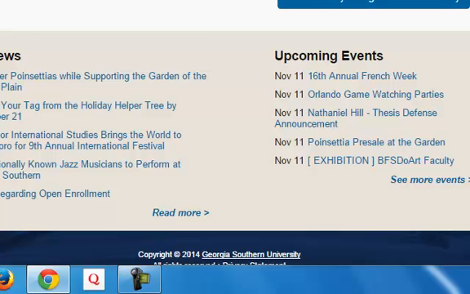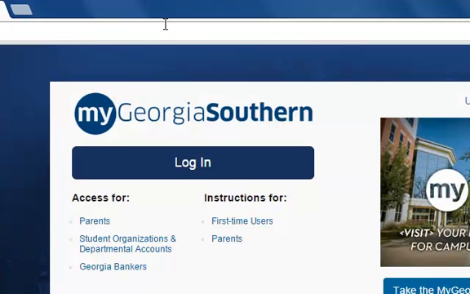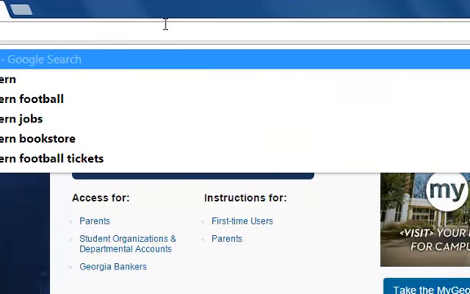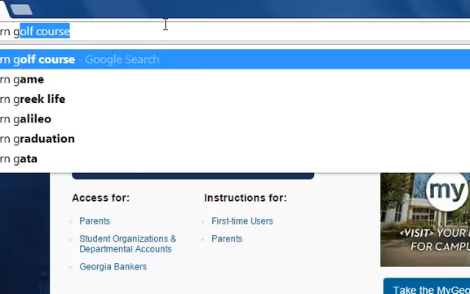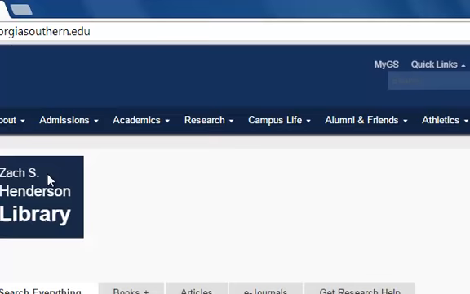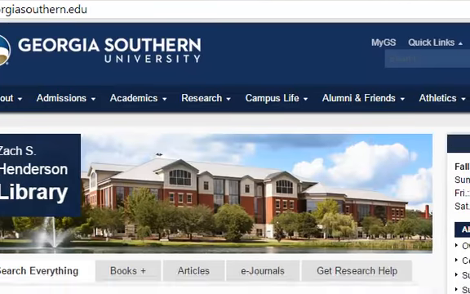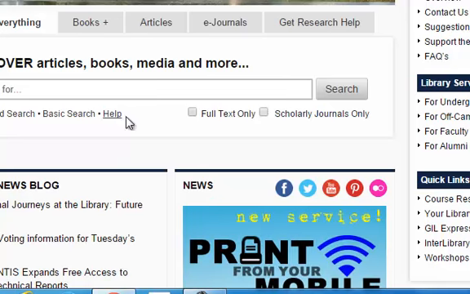Okay, I'm writing a paper on Ebola for English 1102. Okay, I'm on the Georgia Southern Library website because that's where the search bar is for, I guess, Discover, Galileo, I don't know.